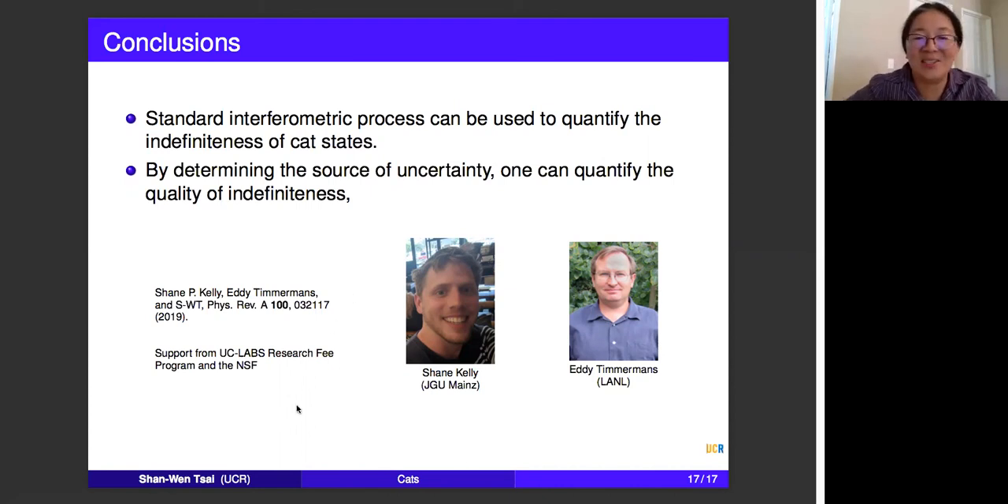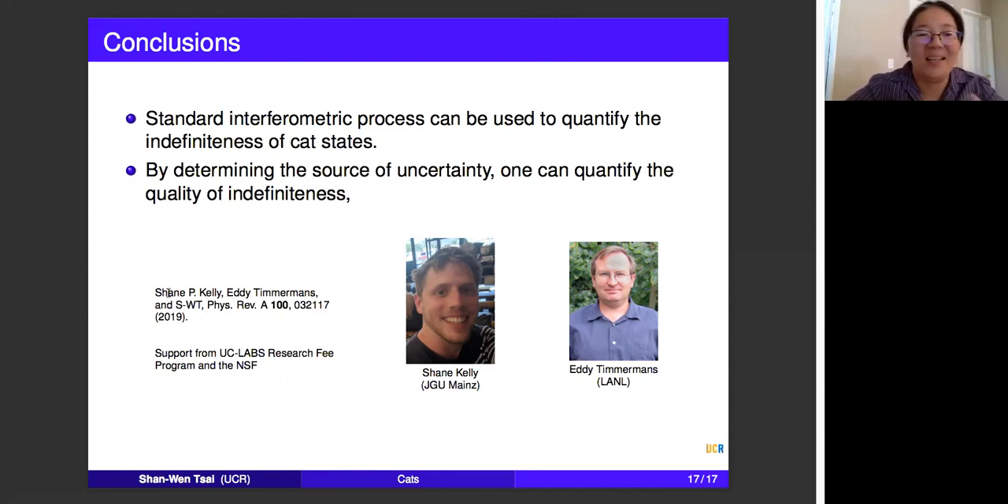That's essentially it. So this is Shane, who was a graduate student with me. He had support from this program, UC Labs. He was co-advised by me and Eddie Timmermans from Los Alamos.